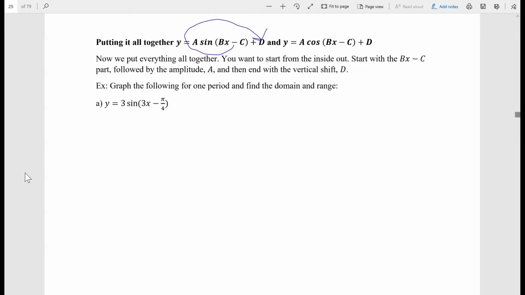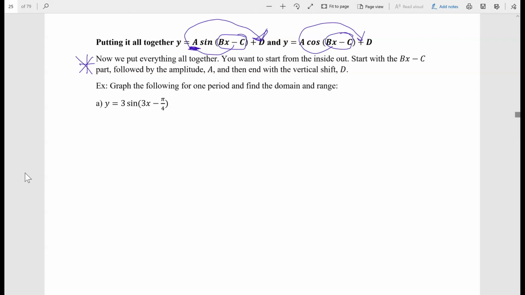So I like starting with the bx plus c first, by doing the methods that we were doing in the previous video, then multiplying or working with the amplitude, and then finally working with the vertical shift if there is one. And same thing with the cosine. The only thing that's different about the cosine, remember, is that it starts at 1 and the sine just starts at 0. Okay? So I kind of labeled here a little bit of the directions on how to go about it. So let's start off with the first problem.